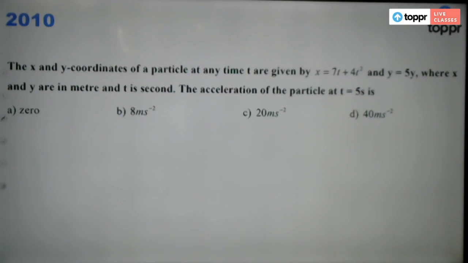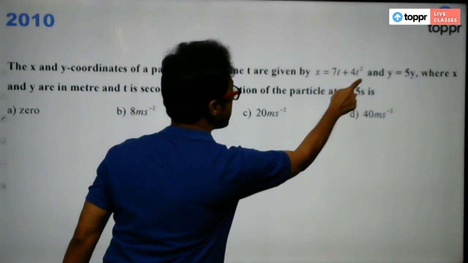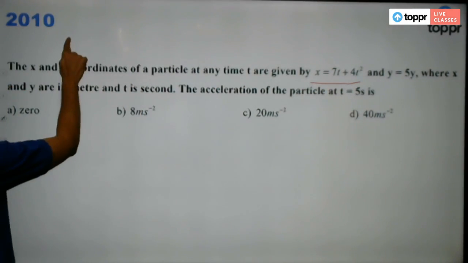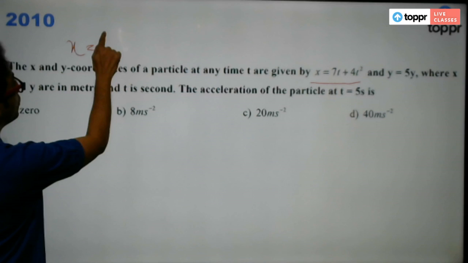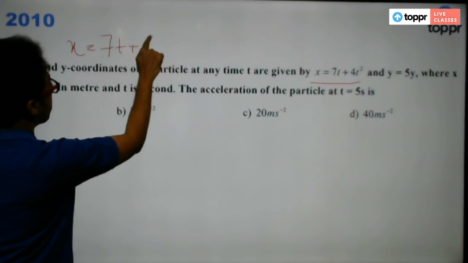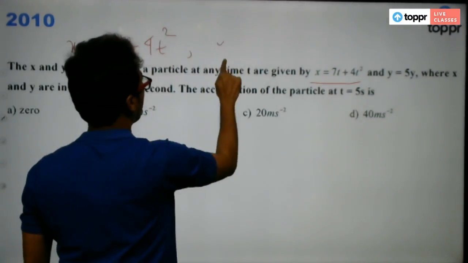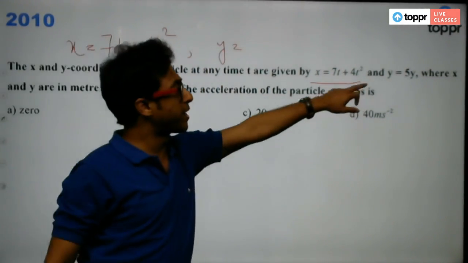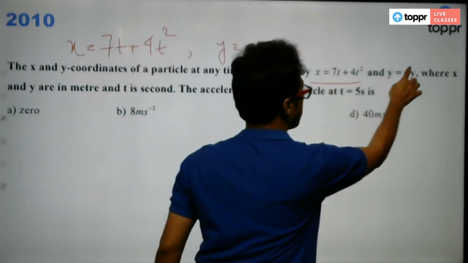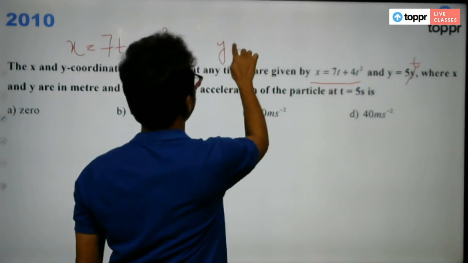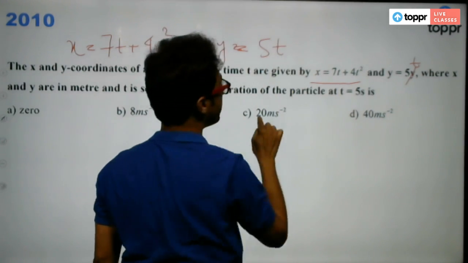Okay, the second problem says, the x and y coordinates of a particle at any time t are given by x equals 7t plus 4t squared. I'm writing it once more. x equals 7t plus 4t squared, and y equals, here written 5y, there is some misprint. It should be 5t. That is y equals 5t.